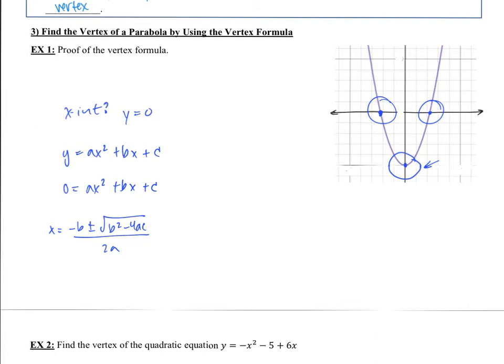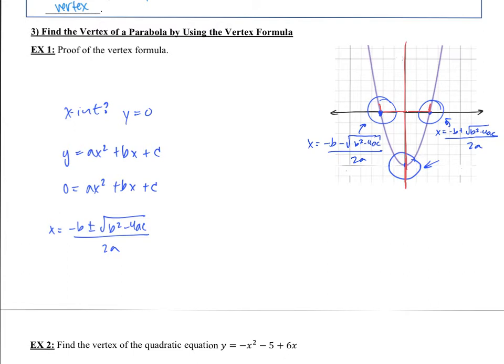So the first one, the positive version, would be x equals negative b plus the square root of b squared minus 4ac over 2a. And then the other one would be x equals negative b minus the square root of b squared minus 4ac all over 2a. Okay, so those are my 2 x values. And I want to find the vertex point. And remember, that's the midpoint between these two. It's exactly in between both of these 2 values.